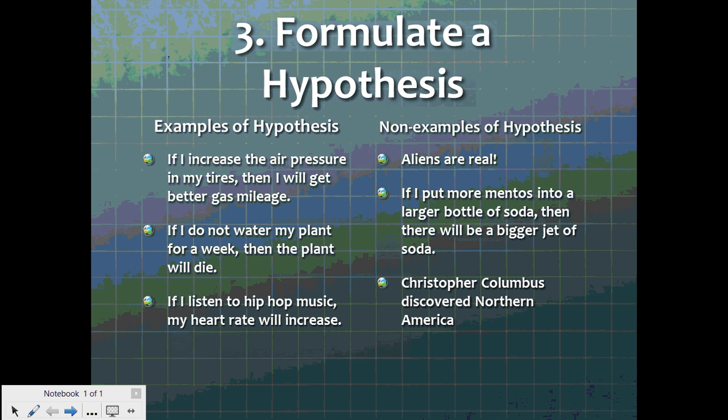Examples of hypothesis. If I increase the air pressure of my tires, then I will get better gas mileage. If I do not water my plant for a week, then the plant will die. If I listen to hip-hop music, then my heart rate will increase.